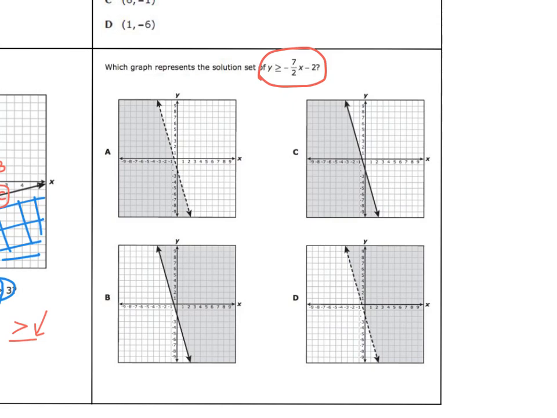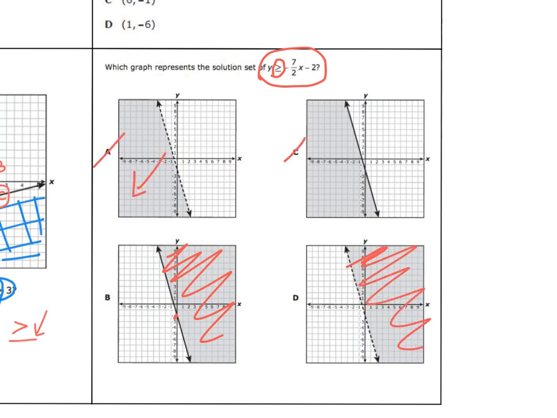So once you graph this one, you'll notice that the y-intercept is negative 2. It says y is greater than or equal to, meaning it's shaded above, so it has to be B or D. It cannot be C or A, those are shaded below. And since they have the same slope and y-intercept, we have to look at the symbol, which is greater than or equal to, which tells us solid line. So our answer must be B.